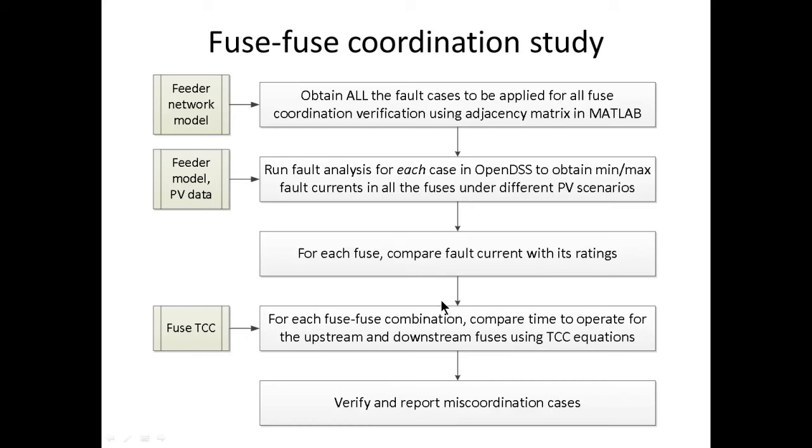Then for each fuse-to-fuse combination, we focus mostly on lateral fuse to lateral fuse combination. We calculate the time to operate for the obtained fault current using the fuse TCC curves as an equation. So we calculate the time to operate for the upstream and the downstream fuses, and based on the difference we can calculate whether coordination is maintained or how close they are to loss of coordination. And finally, the cases which have loss of coordination are reported.